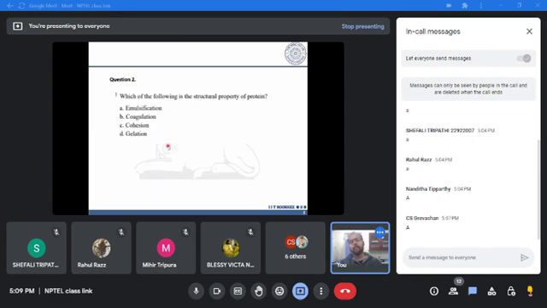Our second question is: which of the following is the structural property of protein? Your options are emulsification, coagulation, cohesion, and gelation. Answer in the chat box if you know which of the following is a structural property of protein. So Nandita is saying B, Sayameri is saying C, Sifali Tripathi is also saying B.